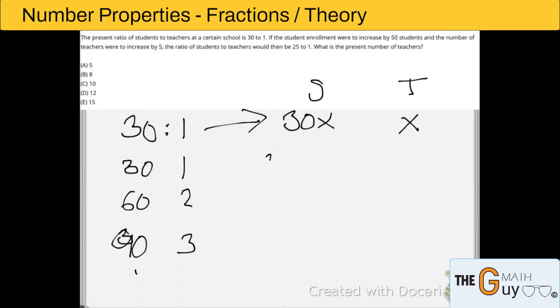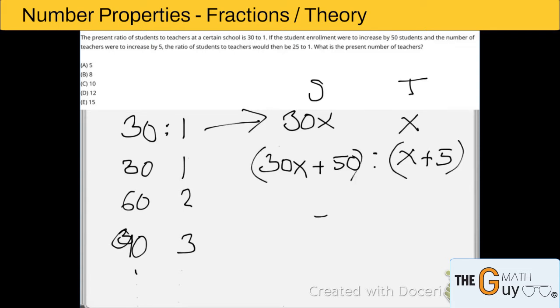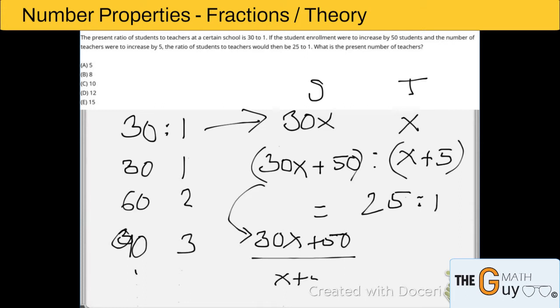The student enrollment increases by 50, so 30x plus 50 students, so 50 are added to the absolute number of students, and the number of teachers were to increase by 5, so you did x plus 5. The ratio of students to teachers would then be 25:1. Okay, so these two numbers are basically in a ratio, which means 25:1. You can actually make this into a fraction and calculate x, so it becomes (30x plus 50) over (x plus 5) is equal to 25/1.